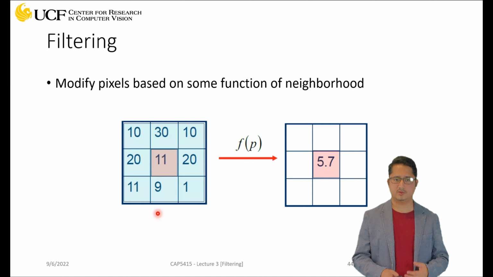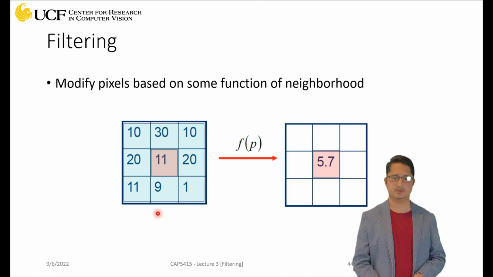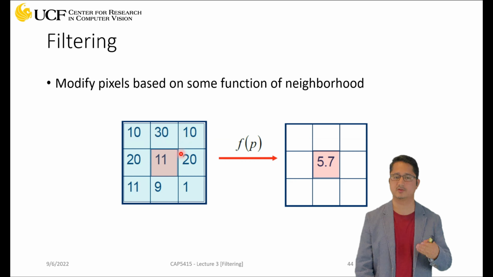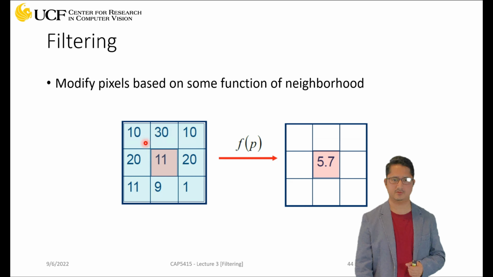All right, so let's see a concrete example of filtering. On the left here, I'm showing you a very small patch of an image. Your image will be pretty huge, with a lot of pixels, but let's just focus on a very small neighborhood of that image. In this case, it's just 3 cross 3. And these are pixel values. Let's assume that it is a grayscale image.